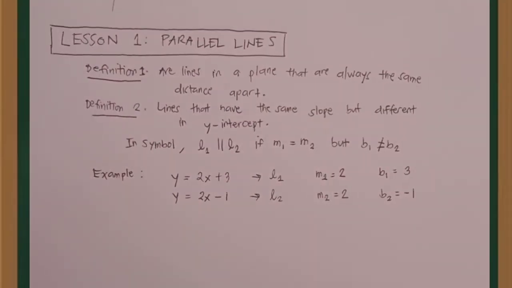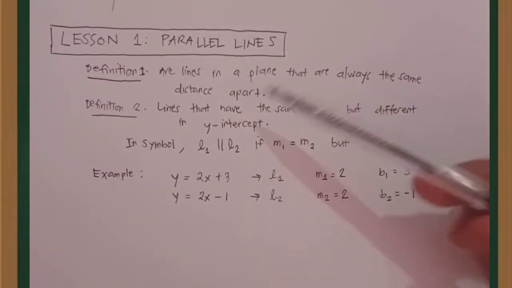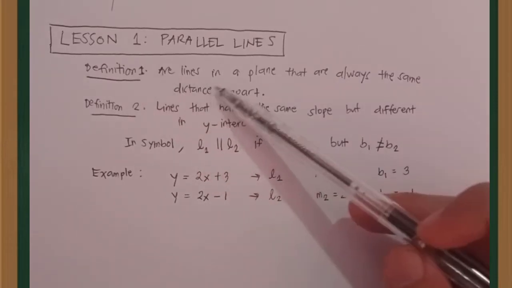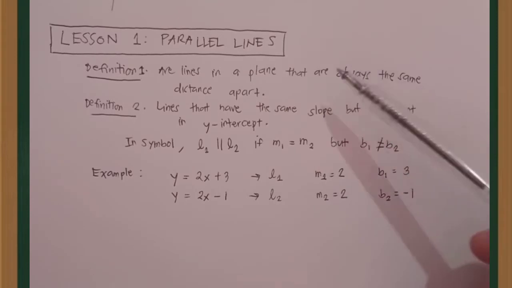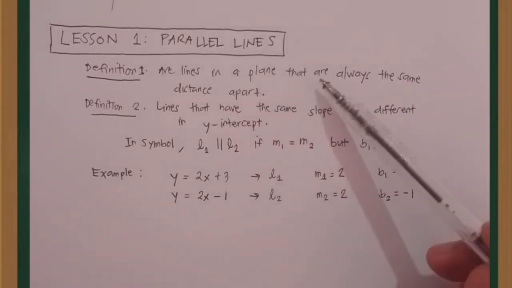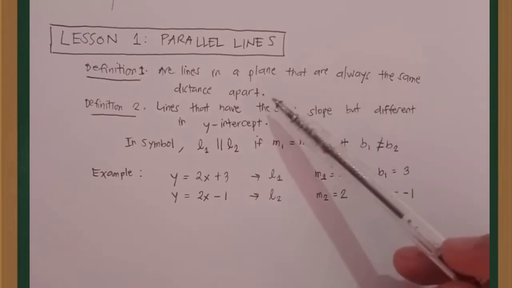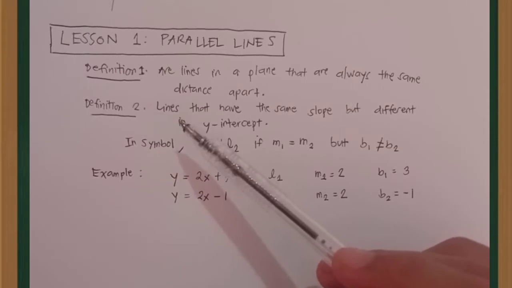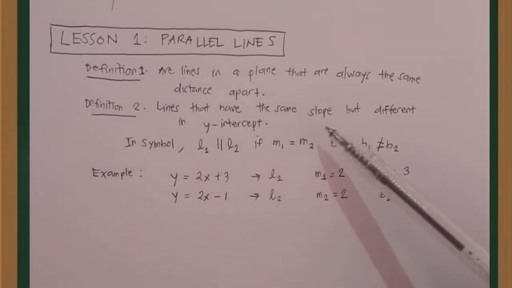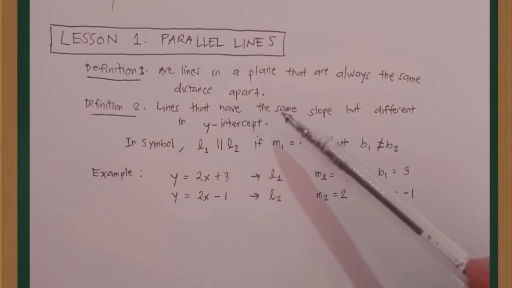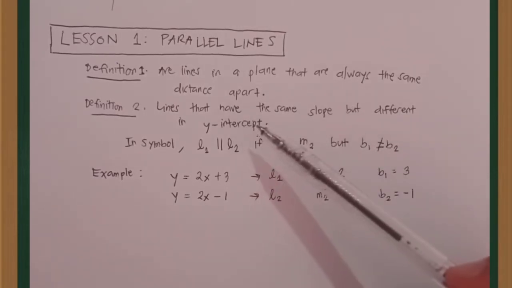Good day, students. In this video, we are going to discuss parallel lines. Now, we have here two definitions. The first one, parallel lines are lines in a plane that are always the same distance apart. Again, please take note. They always have the same distance apart. The second definition, parallel lines are lines that have the same slope but different y-intercept. They have the same slope but they don't have the same y-intercept.